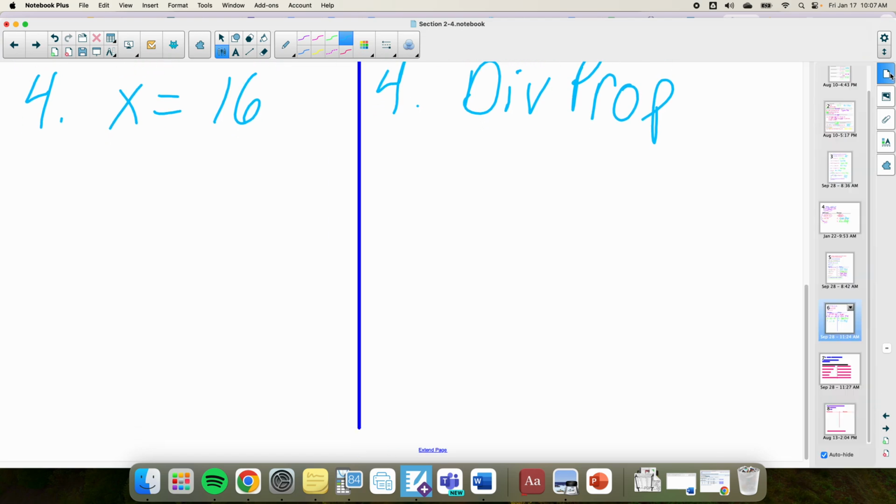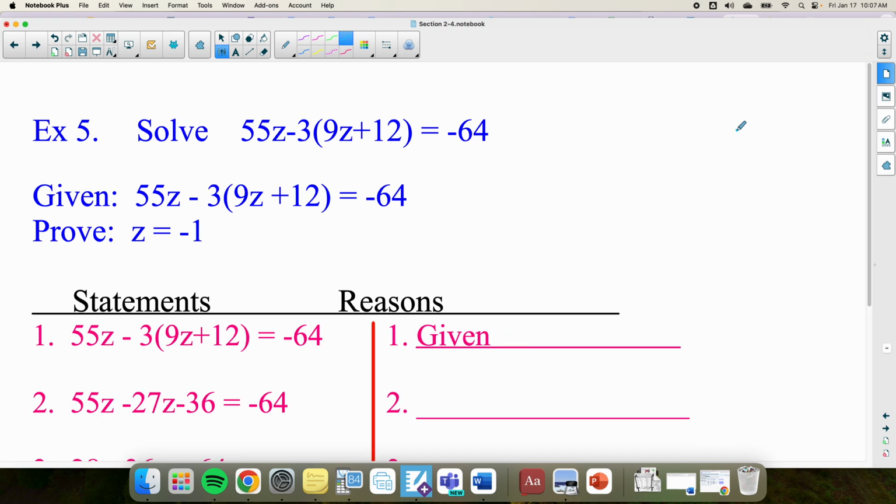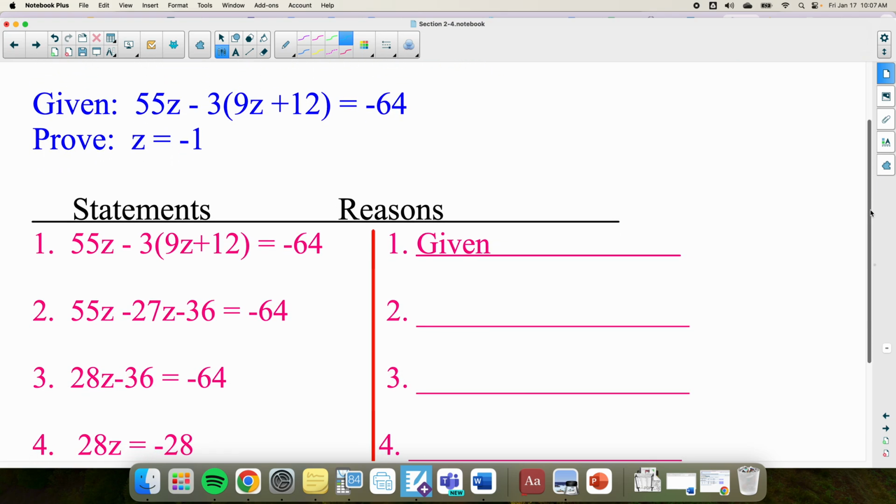All right. Now let's go to this one, and this one has the left side done for us. So they have the given down first. Please, no one get the given wrong. If you get the given wrong, that really upsets me because that means you haven't listened at all. So here we wrote that down, and then we have to look from step 1 to step 2. What does it look like they did? Distributed that negative 3. Negative 3 times 9z is negative 27z. Negative 3 times 12 is negative 36. And this would be DIST prop.